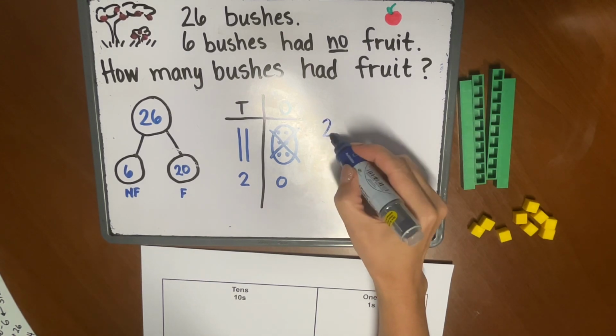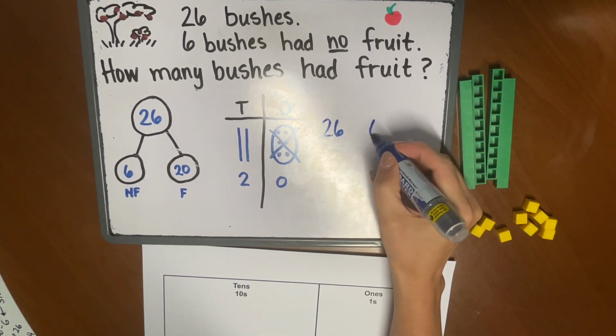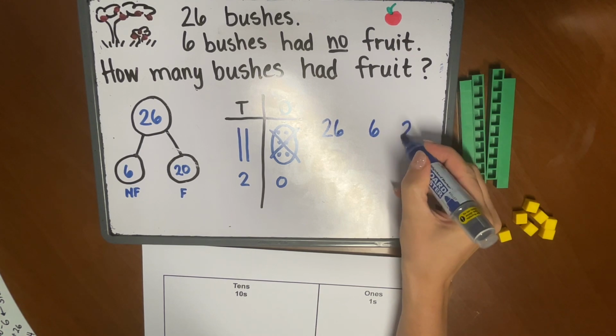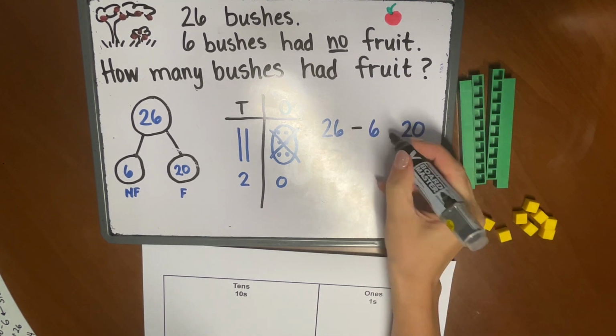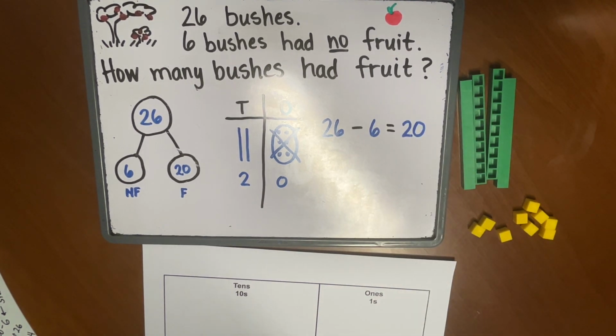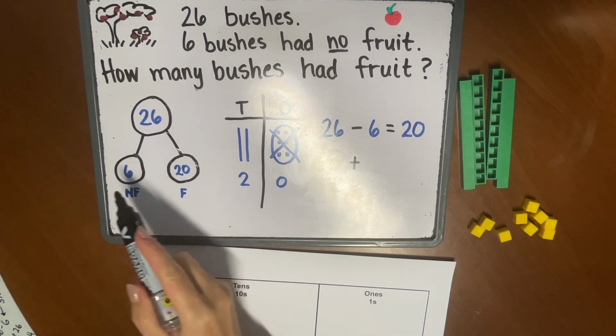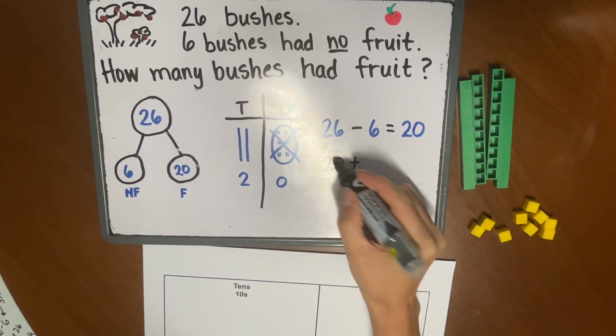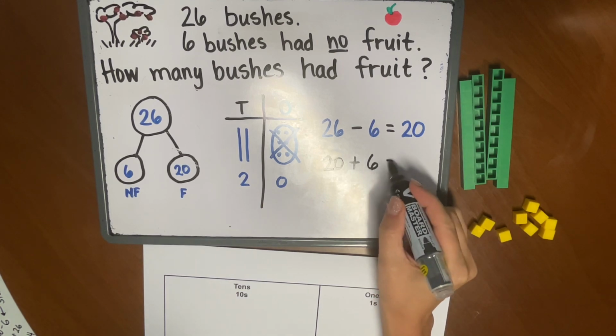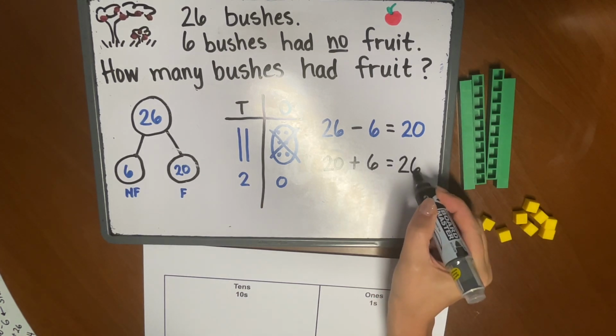Now what number sentence or equation can I write for this problem? I know that there were 26 bushes and 6 had no fruit, so those that were left with fruit were 20. I know that 26 and then I took away 6 is the same as 20. I could also write it with an addition symbol. How could you do that? Well, I know that 20 with fruit and 6 with no fruit is 26 altogether. So 20 with fruit and 6 with no fruit equals a total of 26 in all.